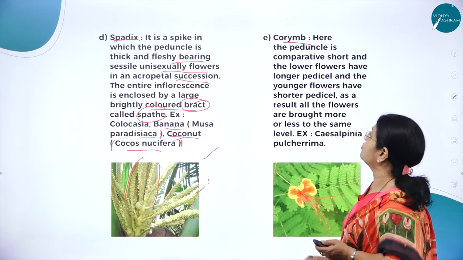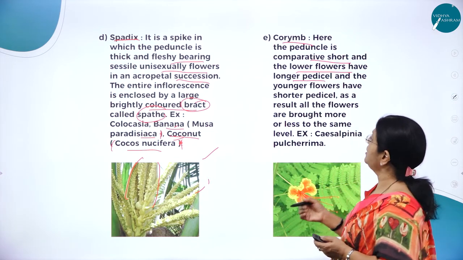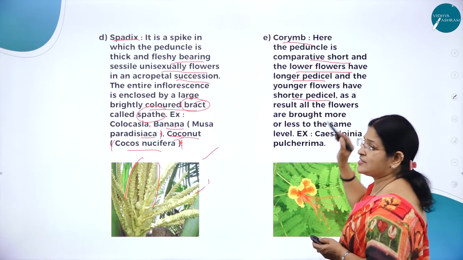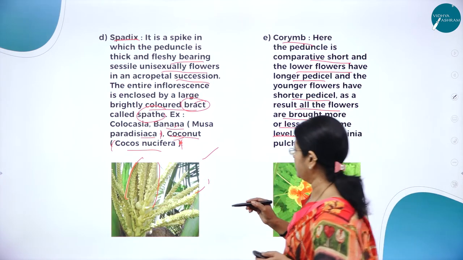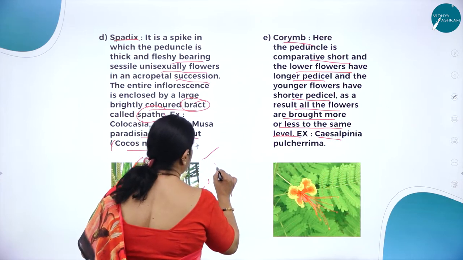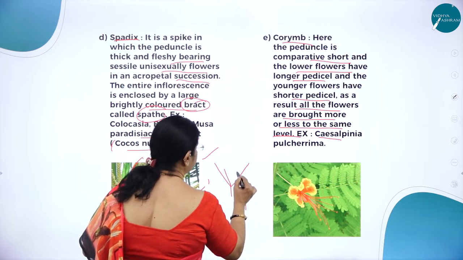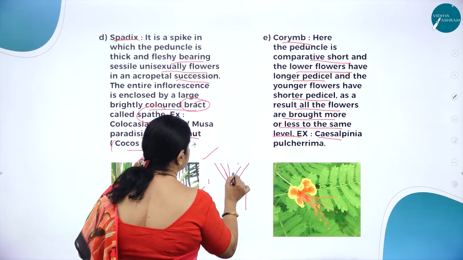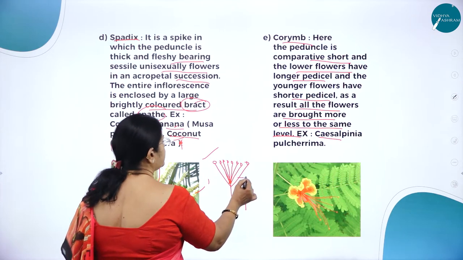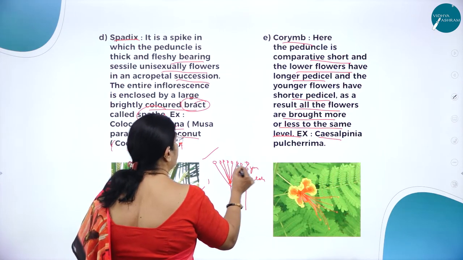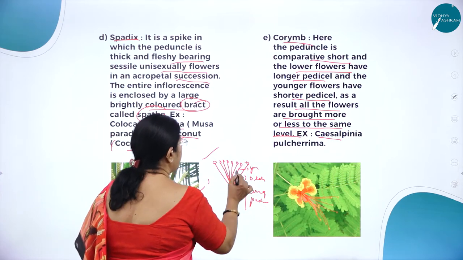Then moving across to the corymb. Here the peduncle is comparatively short, and the lower flowers have longer pedicels, and the younger flowers will have shorter pedicels. As a result, almost all the flowers are brought more or less to the same level. I think you will understand better when I draw the diagram and explain. See here, the older flowers. Almost this is the older flower and this is the younger flower.